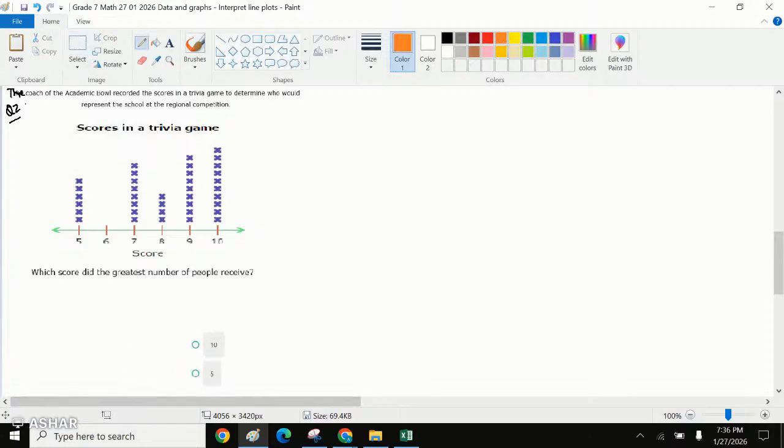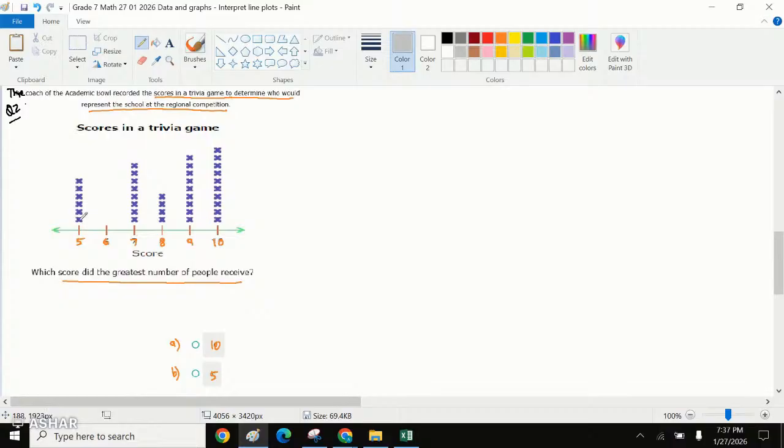Okay. It says the coach of an academic bowl recorded scores in a trivia game to determine who would represent the school at the regional competitions. These are the scores given: 5, 6, 7, 8, 9, and 10, right? Which score did the greatest number of people receive? What was the score scored by maximum number of people?